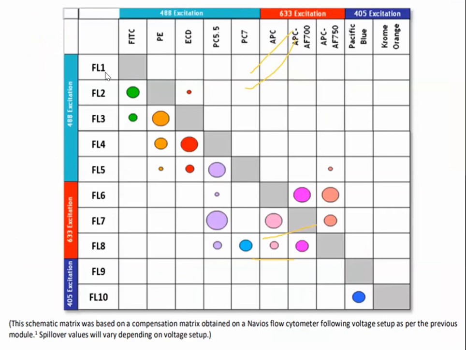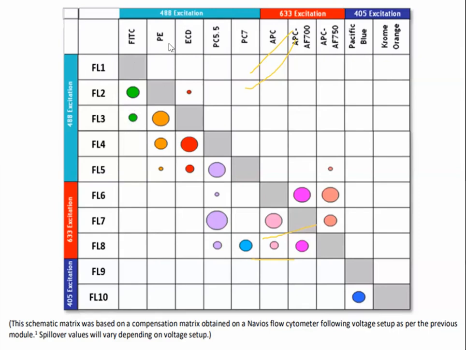Now FL1 is FCC channel, FL2 is PE channel, FL3 is ECD, FL4 is PC5.5, FL5 is PC7, and these are the respective fluorochromes here. Okay. Now if you find FCC, FCC should be collected ideally only by FL1 channel. But if you find here, some amount of FCC is getting collected in FL2 channel, which is the PE channel, and a very minimal amount is also getting collected in ECD channel.